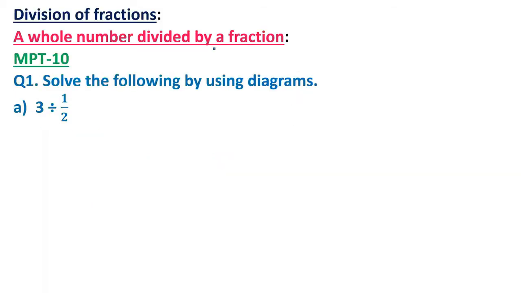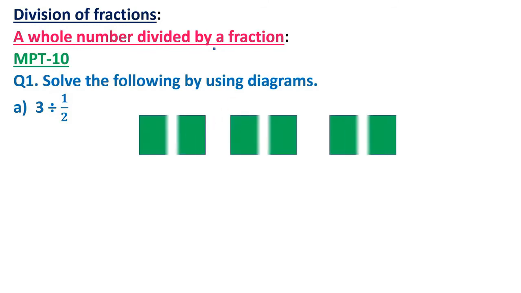Now you see division of fractions. First of all, we will be seeing this division of fractions in three categories. First is when a whole number is divided by a fraction. The question is taken from My Practice Time 10, question number 1. Solve the following by using diagrams. So 3 divided by 1 by 2. 3 is a whole number here and 1 by 2 is a fraction. So as I said, a whole number is divided by a fraction in this case. It is saying that using diagrams we have to find the answer.